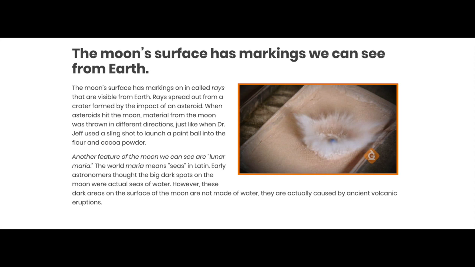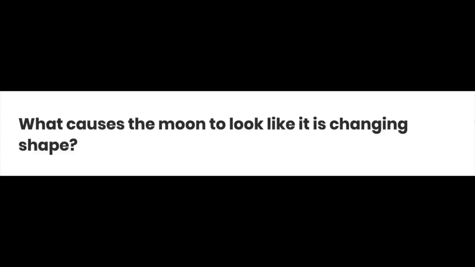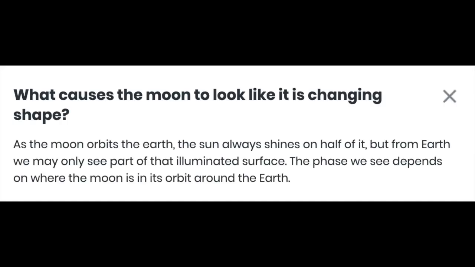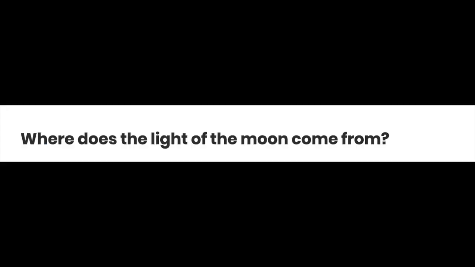And next, we are going to test your knowledge. What causes the moon to look like it is changing shape? We learn that as the moon orbits the Earth, the sun always shines on half of it. But from Earth, we may only see part of that illuminated surface. The phase we see depends on where the moon is in its orbit around the Earth.